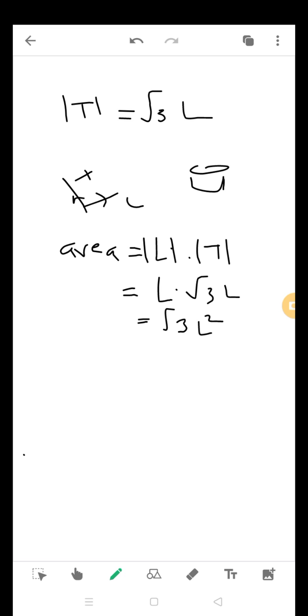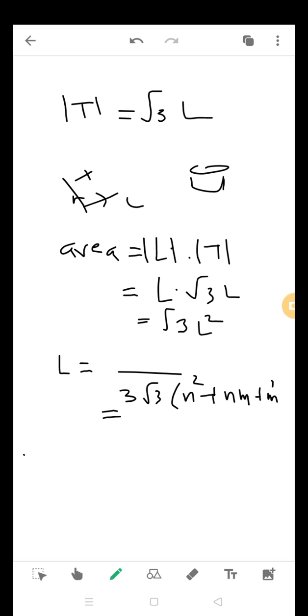Now we have previously found the value of L, so using that value of L, if we put it in here, the area comes out to be equal to 3 root 3 times n square plus nm plus m square, divided by the appropriate factor. Okay, that's it.